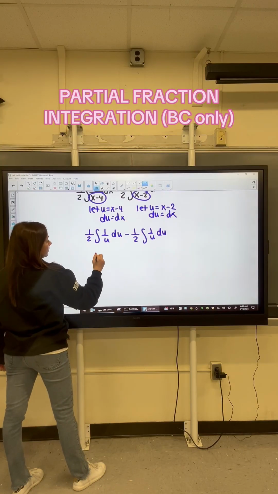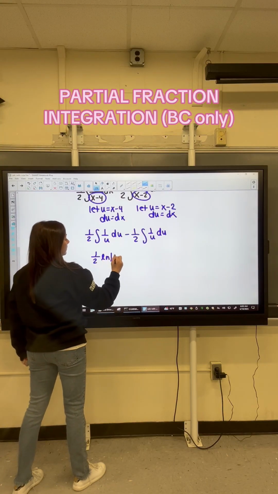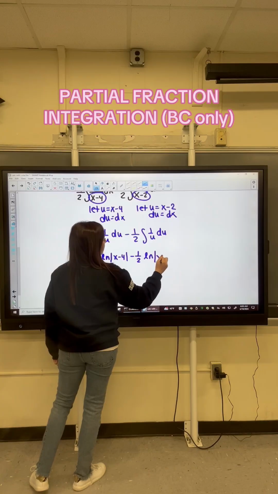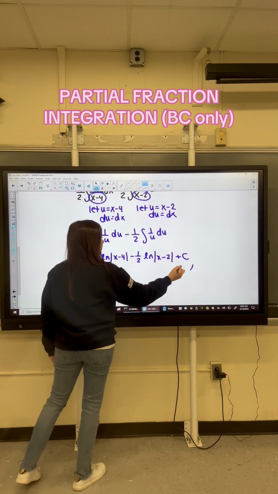Do not forget the numbers in front. We're going to have 1/2 ln absolute value of u, which is x minus 4, minus 1/2 ln absolute value of u, which is x minus 2, plus c. And that is it.